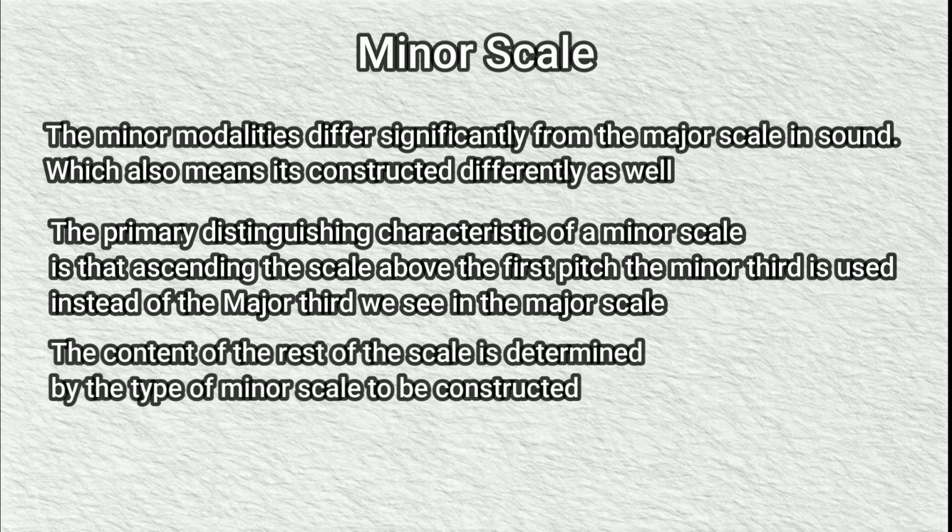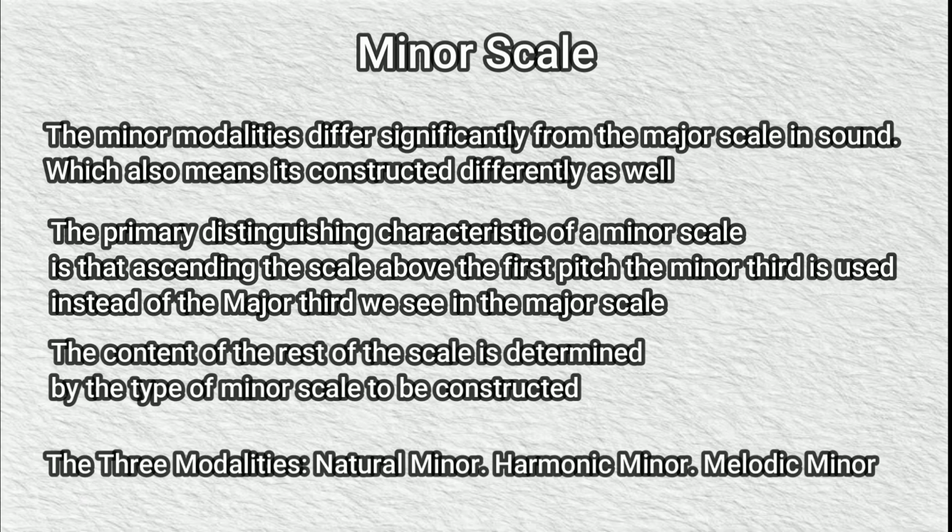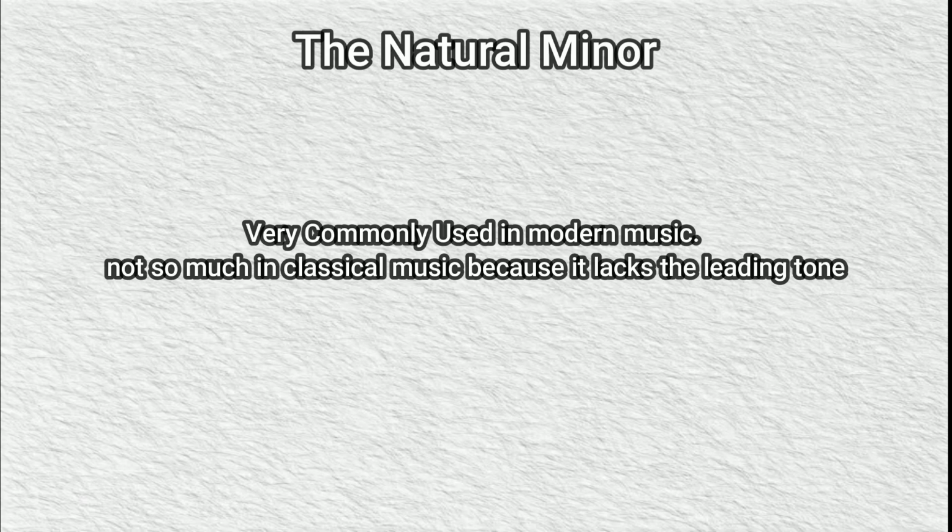The content of the rest of the scale is determined by the type of minor scale to be constructed. As I mentioned, there are modalities, 3 of them: the natural minor, the harmonic minor, and the melodic minor, and each of them possesses a unique pattern. I will start with the one most commonly used in modern music.